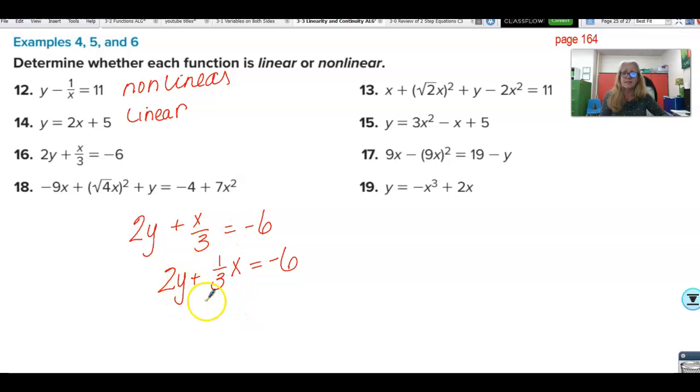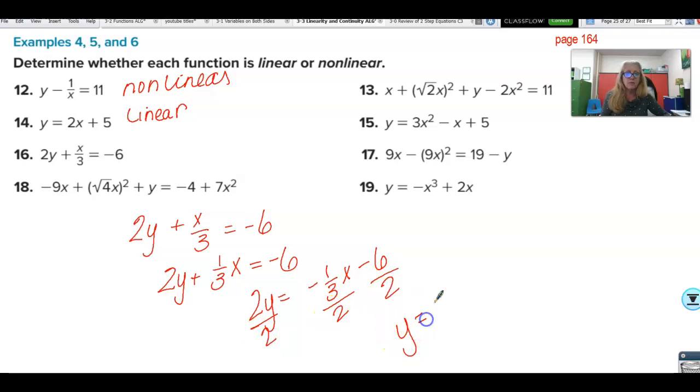We want to get y by itself, so I subtract 1/3 x from both sides. That will give me 2y equals negative 1/3 x minus 6. Then I need to divide every term by 2. Divide by 2, divide by 2, divide by 2, and I'll end up with y equals negative 1/6 x minus 3. This is a linear equation, boys and girls.